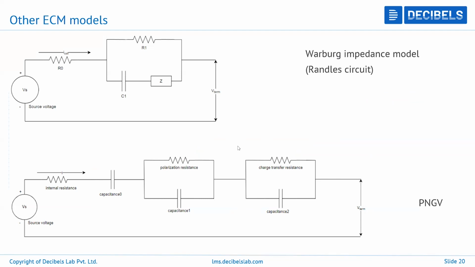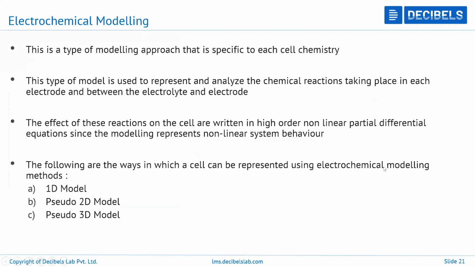Okay, so these are two other ways in which you can go for modeling, right? So electrochemical modeling, that is one more way. So in this case, instead of using electrical equations like how we used Ohm's law or Kirchhoff's law, you have to use what are called differential equations, okay? Partial differential equations, which are nonlinear, higher order nonlinear partial differential equations, where there are many variables, up to about 250 to 300 variables, right? Which is what makes this kind of approach extremely complex.